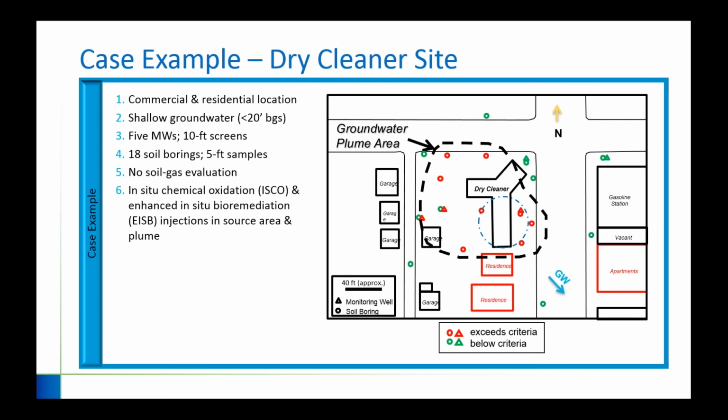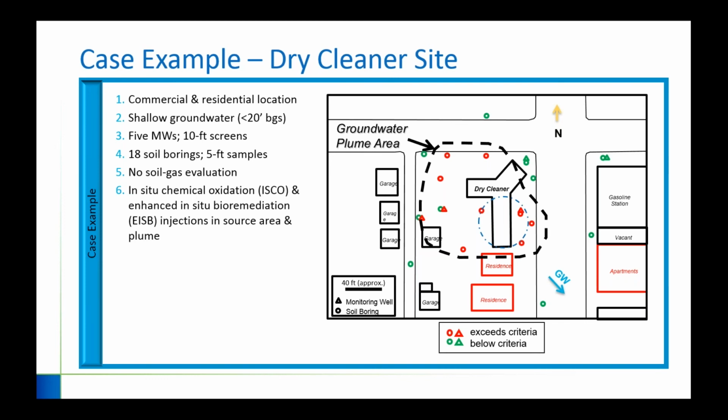So pretty standard. This initial characterization had been done, I believe, in the early to mid 2000s. There were 5 monitoring wells, kind of a standard approach, with 10-foot screens, and 18 soil borings with samples every 5 feet. So it's not like they just took one sample from the entire thickness and used that for the soil data. They actually had some vertically discrete data.